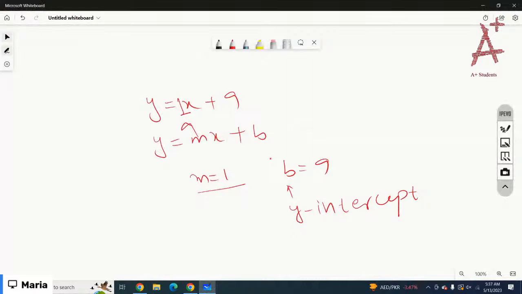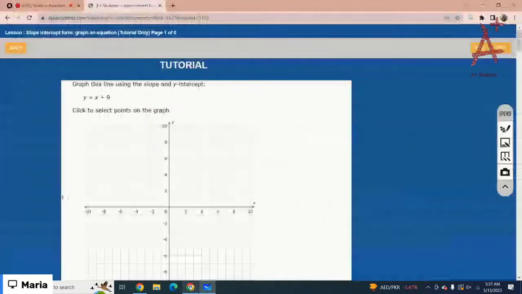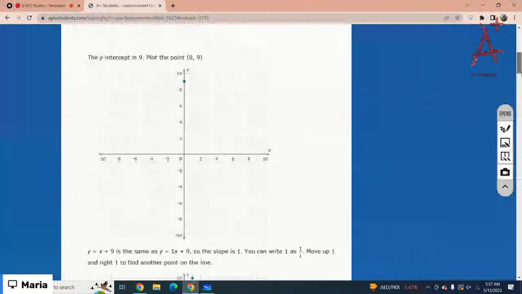First of all, you have to plot this point on the graph. Y-intercept is 9, that means x is 0 and y is 9. Got it? So first of all, you have to plot the point (0, 9) on the graph. Here is the point (0, 9).